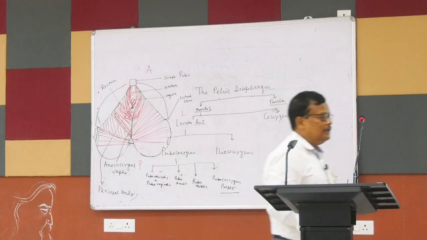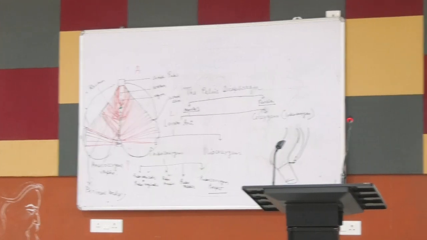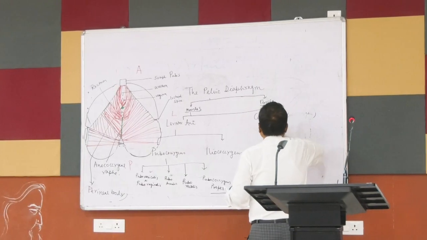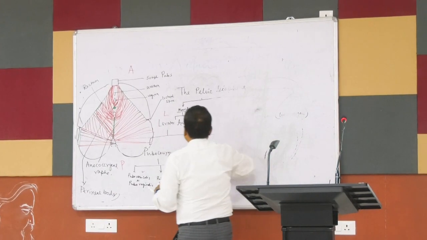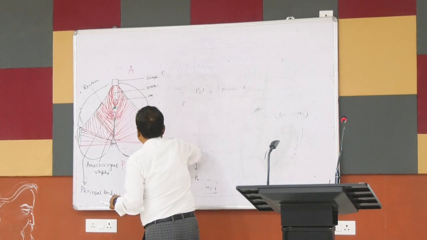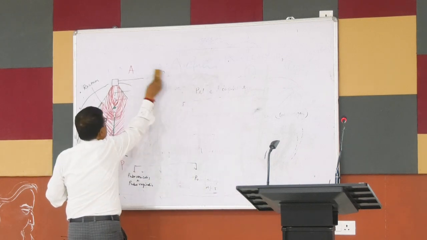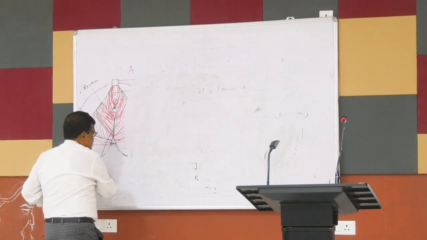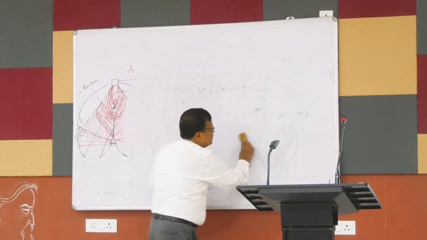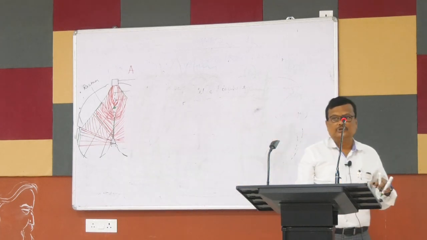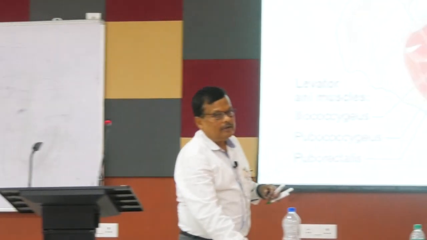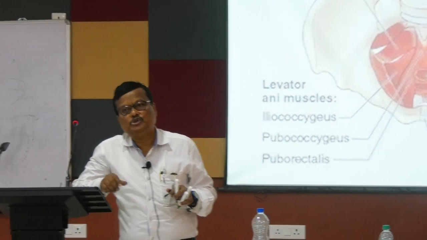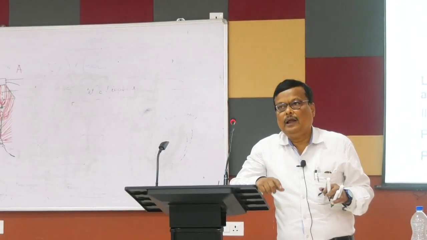The first action is that the levator ani acts as a gutter to keep the pelvic viscera in position. The first action, which I mentioned first: the integrity of the levator ani keeps the pelvic viscera in position. Number one action.